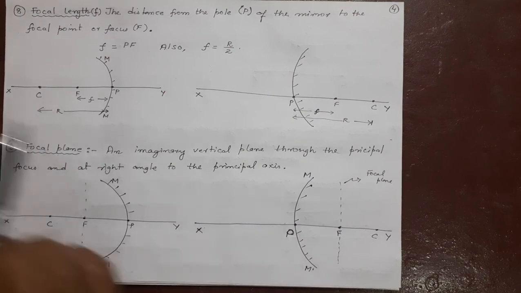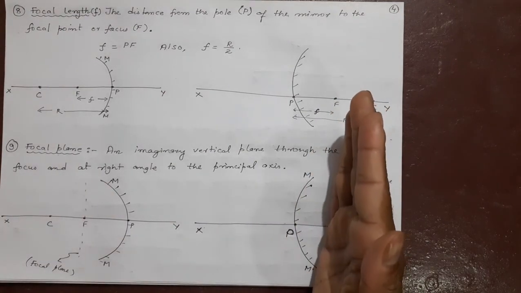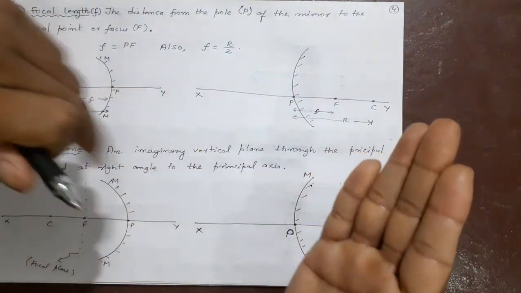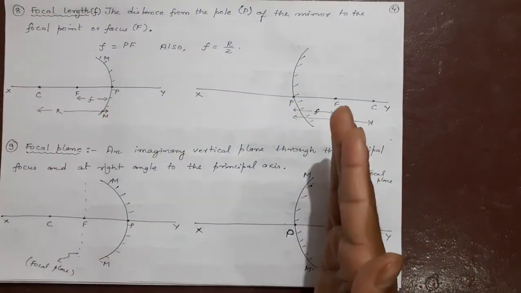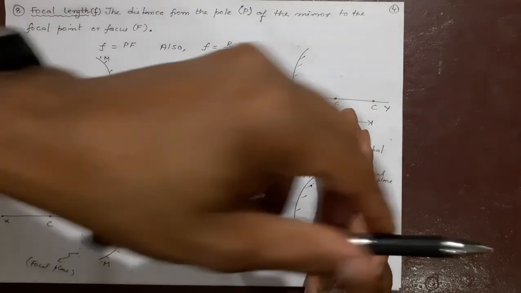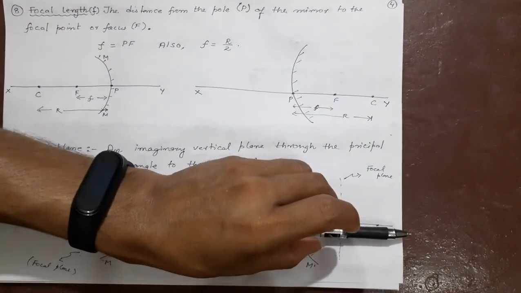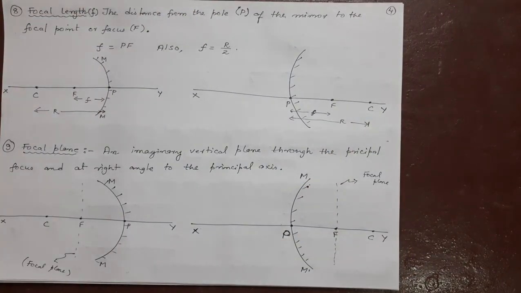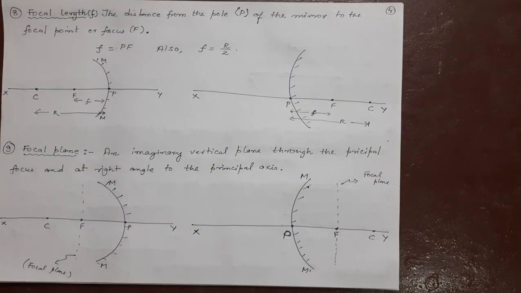And why is it a plane? A plane is not a line, it has to be a surface, and that has to be perpendicular to the principal axis. Perpendicular to the principal axis is like this, because this is the principal axis direction. Here you will make this. These are the things that we introduced for lenses, for mirrors.